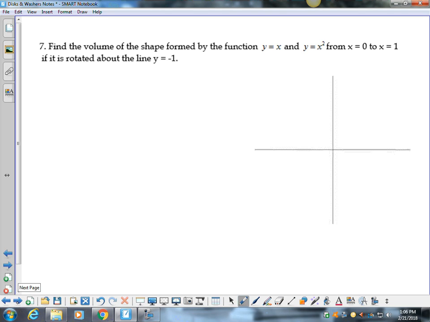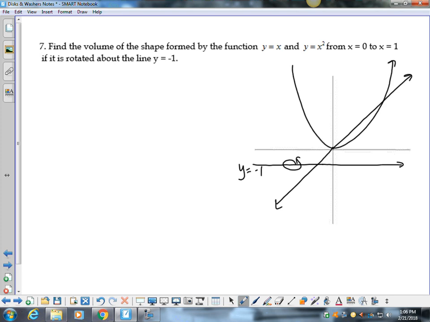Okay, so now we get interesting. Now we're going to take it off of the x-axis, and we're going to go to the line y equals -1. So this is now my axis of rotation. Okay, formed by the functions y equals x and y equals x squared from 0 to 1, and I know that's where they cross because 1 squared is 1. Okay, so I want the area of this guy.